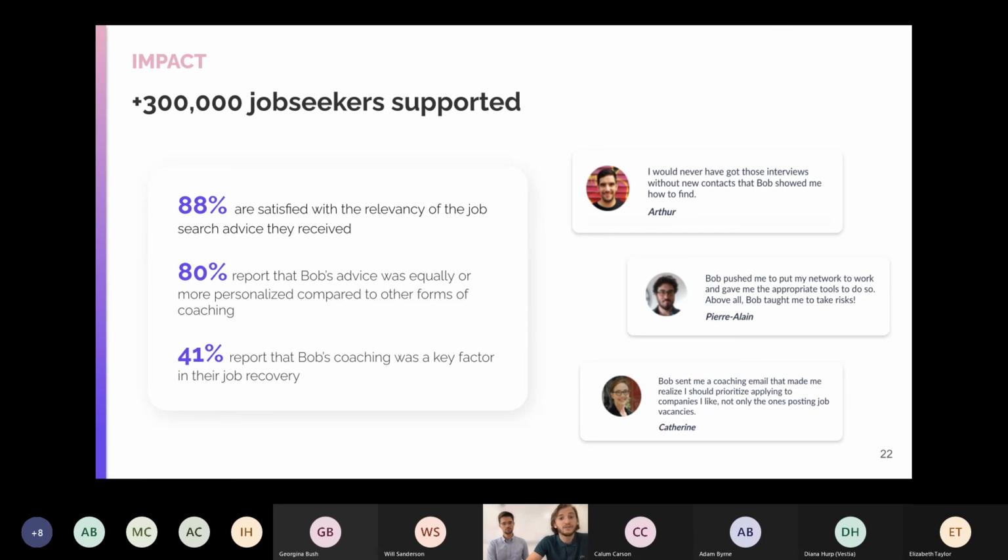The first one being the satisfaction rate regarding the relevancy of the job search advice they receive, which is up to 88% of our users. 80% reported that Bob's advice was equally or more personalized compared to other forms of coaching, and 41% reported that Bob's coaching was a key factor in their job recovery. And so when we started in the UK 1.5 years ago, our main objective really was to duplicate this impact in the UK, which Florian will now talk a bit more about.